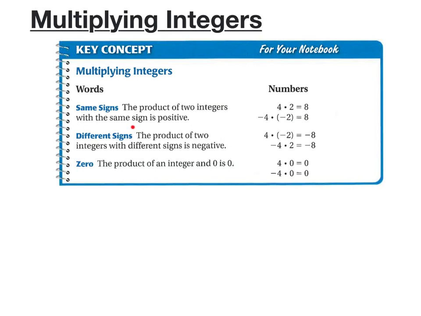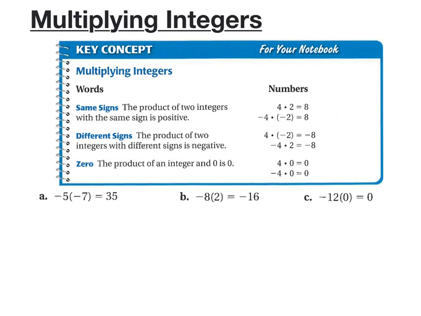When we have different signs, the answer is going to be negative. 4 times negative 2 gives us negative 8. Negative 4 times 2 gives us negative 8. Okay? Same answer, even though the different numbers are negative, because we only have one negative sign in the problem. And then, of course, if we multiply by 0, we get 0. Anything times 0 gives us 0 every time.